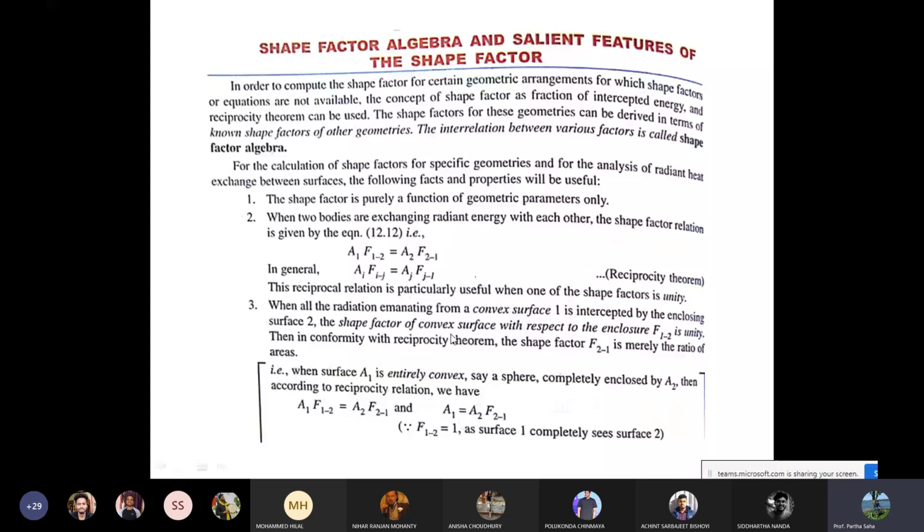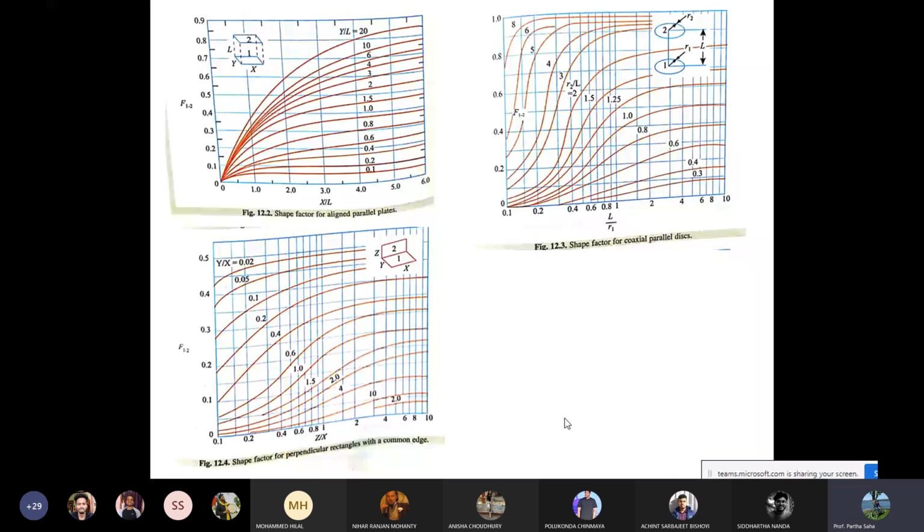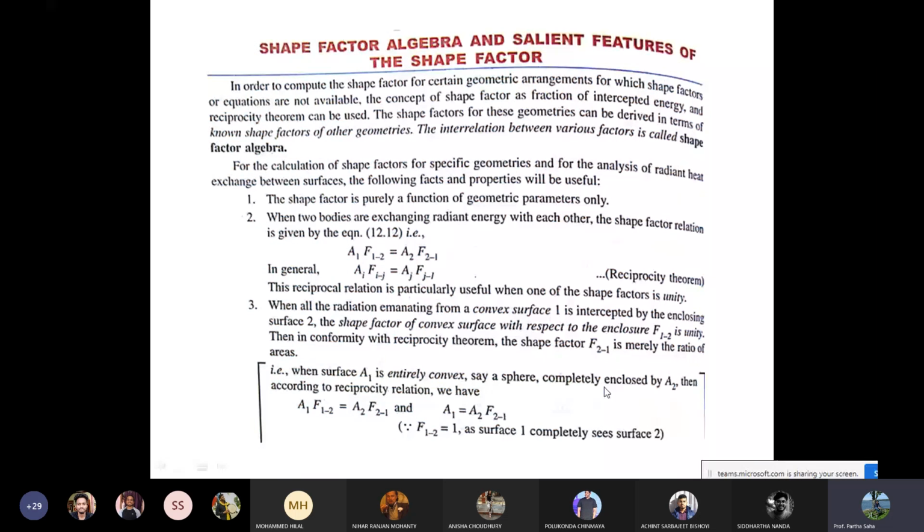This is in conformity with the reciprocity relation. The shape factor F21 is merely the ratio of the areas. That is, when surface A1 is convex, say a sphere, F12 is the shape factor, right? Shape factor should be either 1 or less than 1. As you can see, it can go to a maximum of 1. If the convex surface area is confined within surface 2, so that surface 2 can completely see surface 1, then F12, that is the shape factor of 1 upon 2, will be 1.